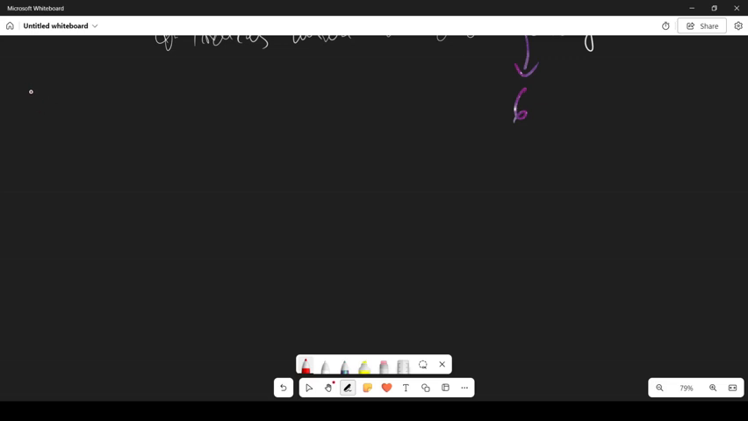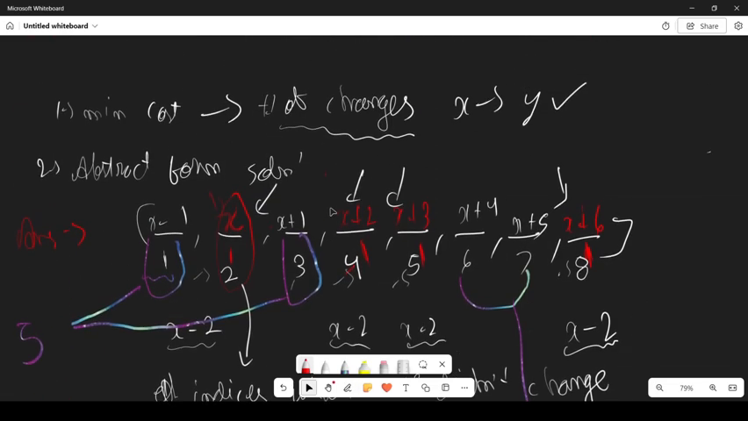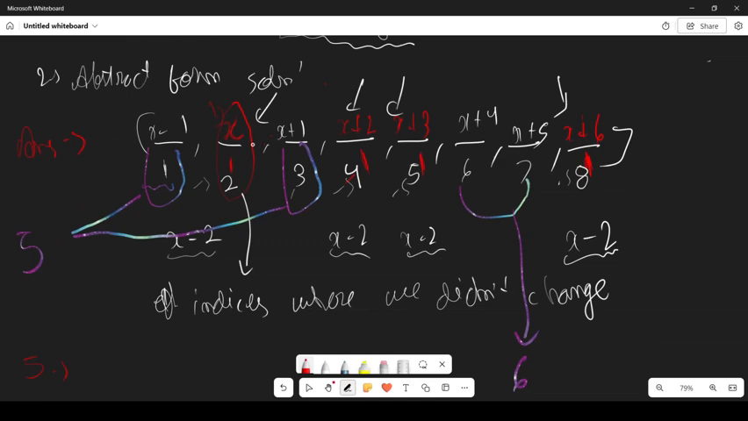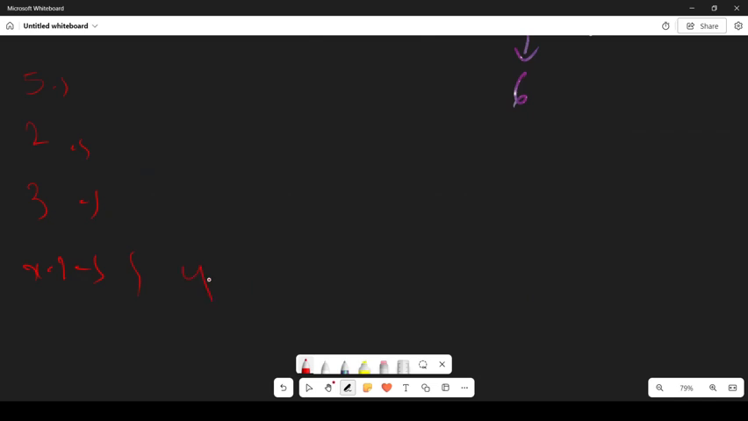Maybe a certain set of elements will have difference 5, a certain set of elements will have difference 2, a certain set of elements will have difference 3, or a certain set of elements will have difference x minus 2. For example, in this case, the set of elements that have difference x minus 2 between the elements and indices is 1, 2, 3, and 4, right? So 4, maybe 2 here, 1 here, 1 here.